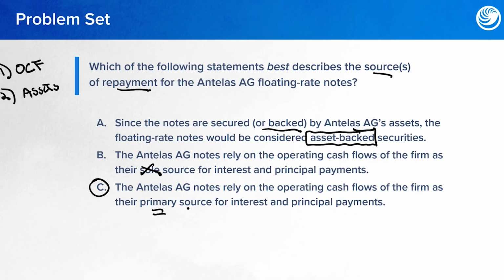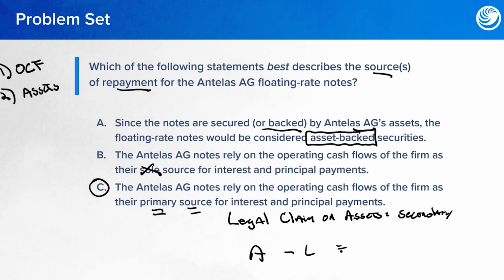So the operating cash flows are the primary source, not the sole source, okay? The legal claim on assets, and this ties again to the balance sheet, legal claim on assets in the event of a default, that is the secondary source for repayment. So, as a general rule, the first claim on assets, the creditors, the residual interest, that is the equity. And generally, the preferred equity gets their money back before the common equity.